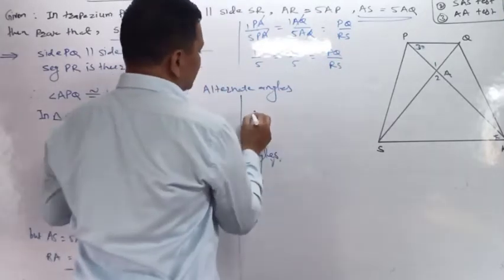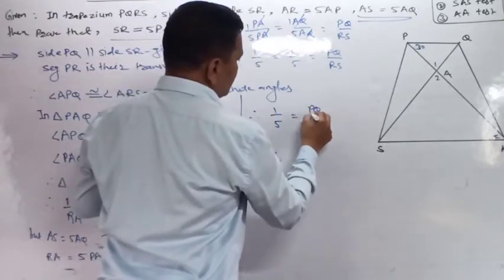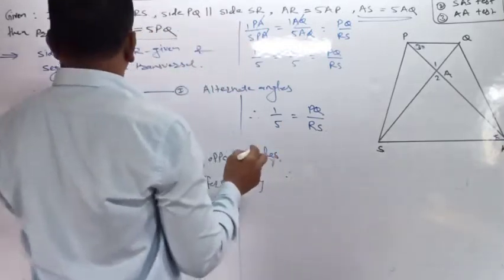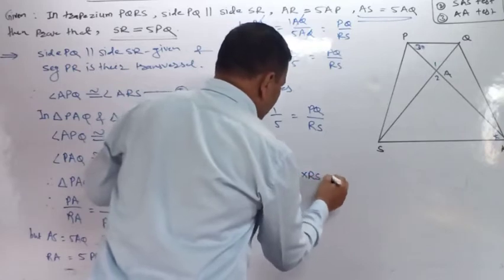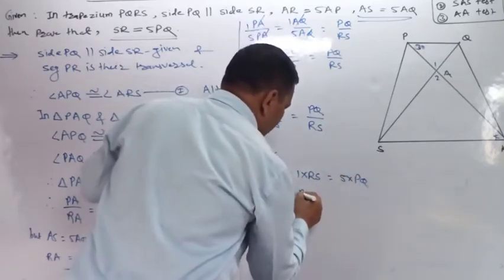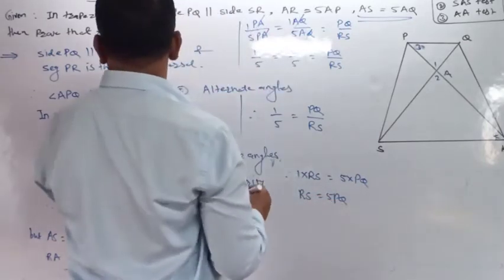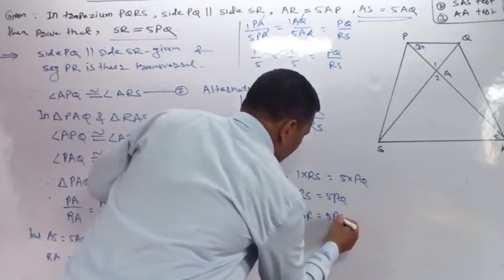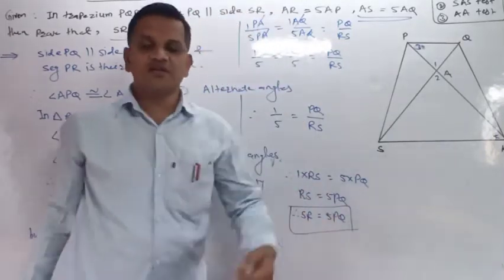Now by taking cross multiplication, 1 by 5 is equal to PQ divided by RS. Therefore, RS is equal to 5 into PQ. Right. Therefore, RS is equal to 5 PQ, means SR is equal to 5 PQ. Right. Pause the video and write the answer.